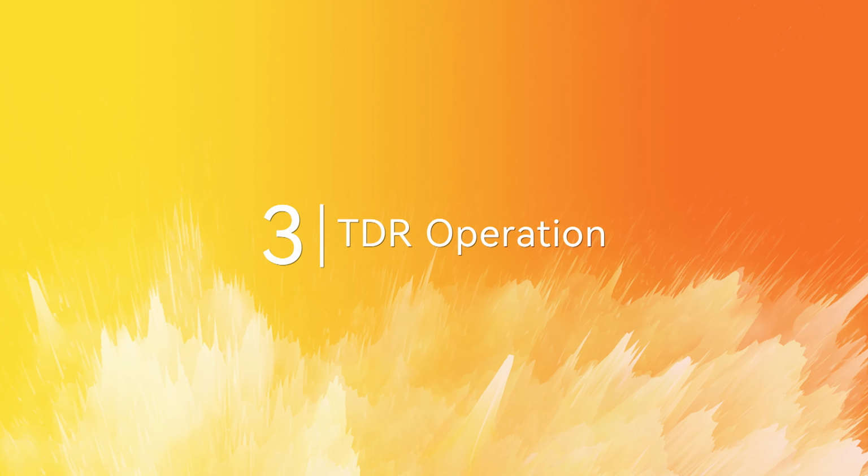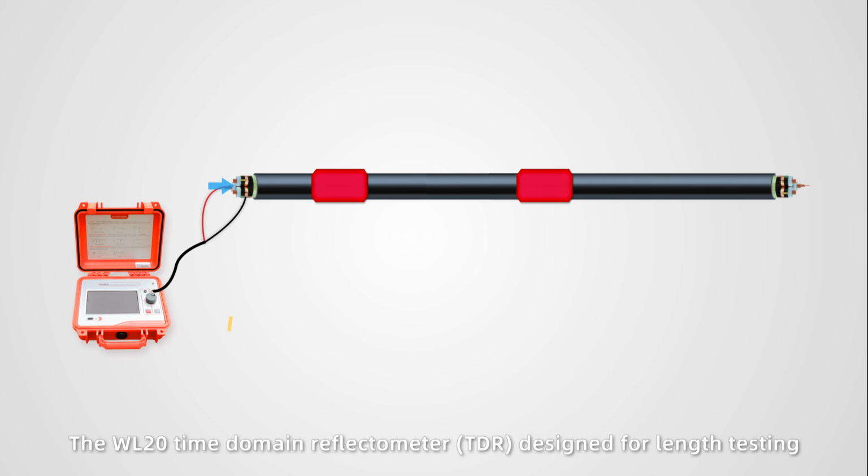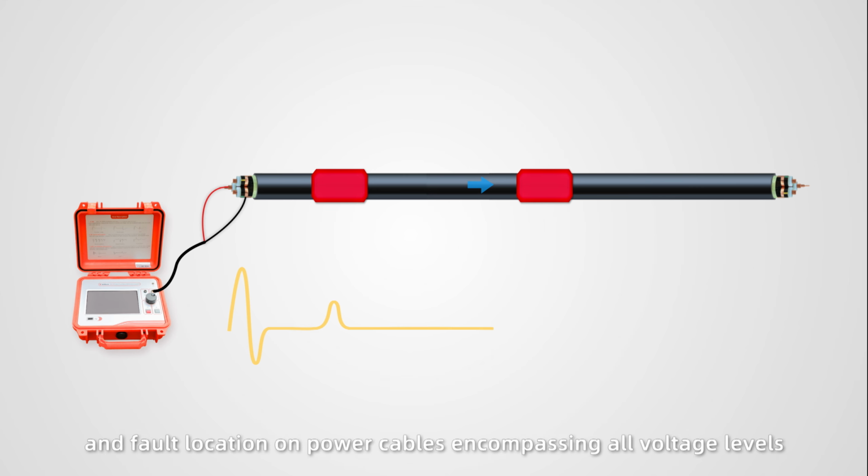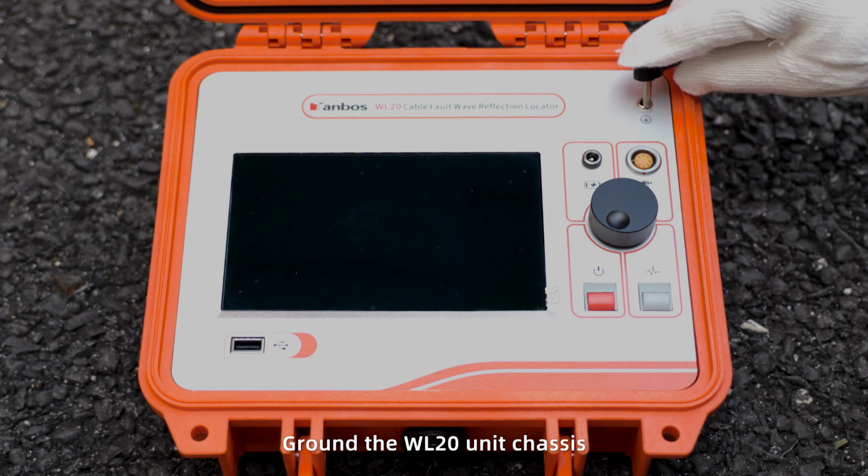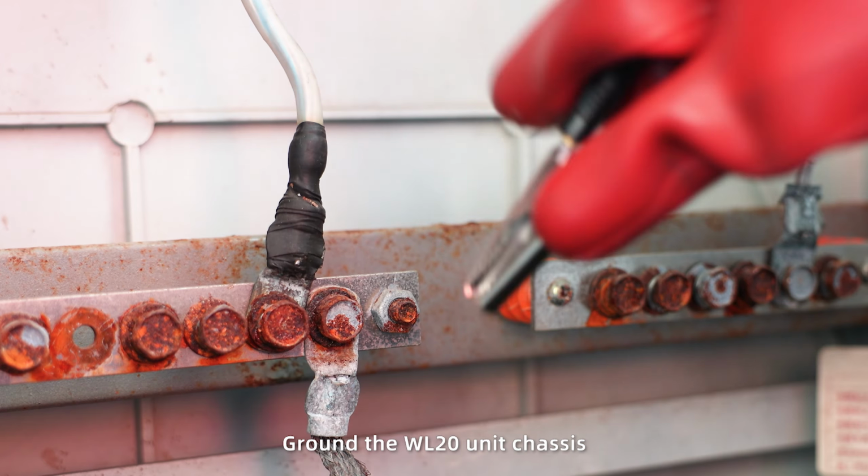3. TDR operation. The WL20 time domain reflectometer, TDR, is designed for length testing and fault location on power cables encompassing all voltage levels, such as low voltage, LV, medium voltage, MV, and high voltage, HV, applications. Ground the WL20 device casing. Ground the WL20 unit chassis.